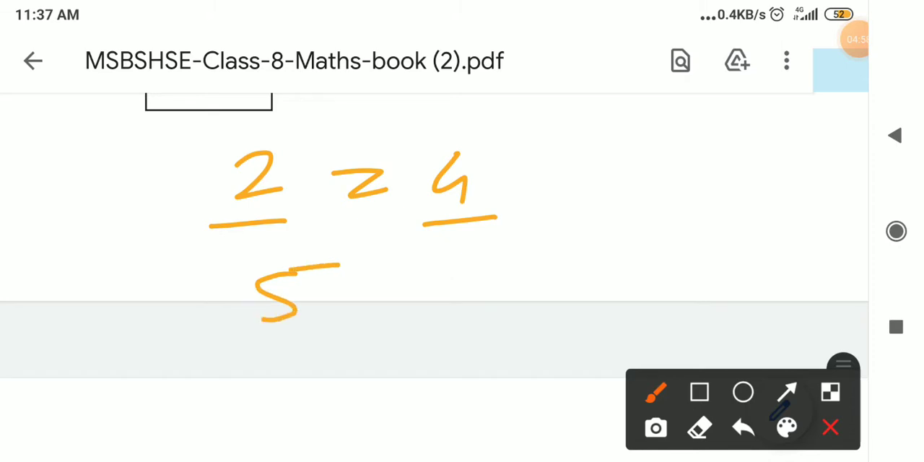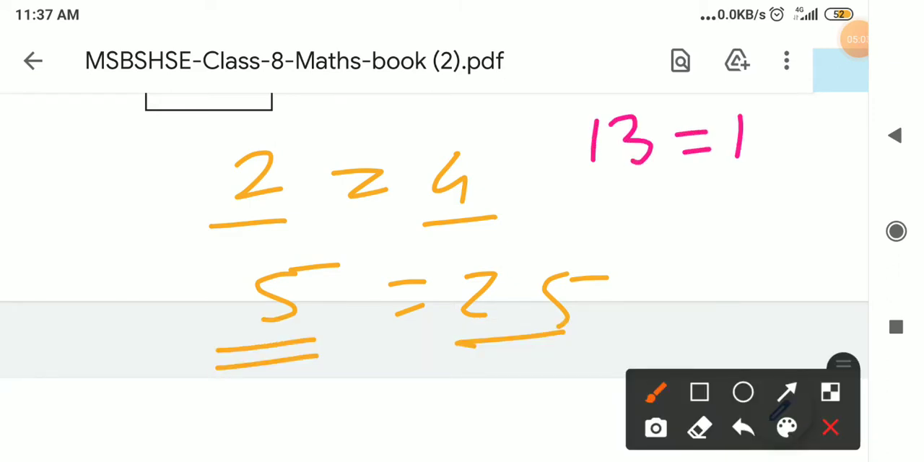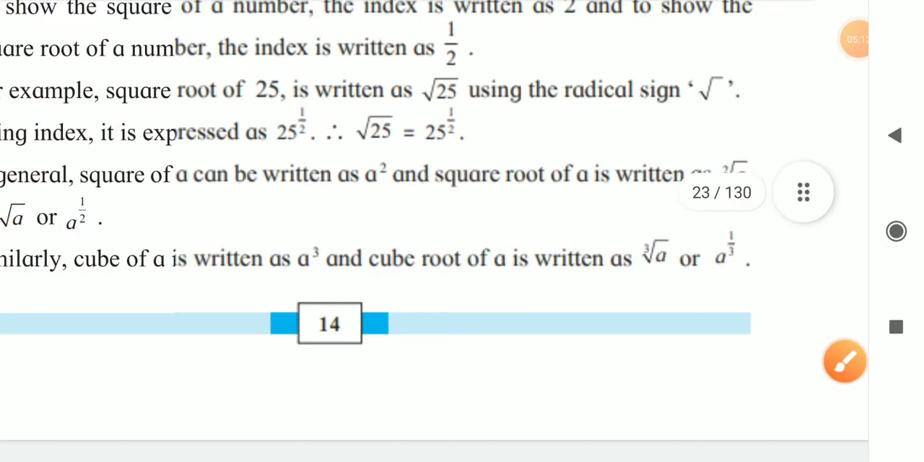If I write 5 squared is 25, 5 is the square root and 25 is the square. If I write 13 squared is 169, 169 is the square and 13 is the square root. Okay, so this is the revision.